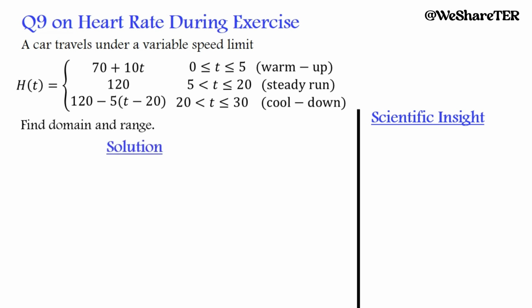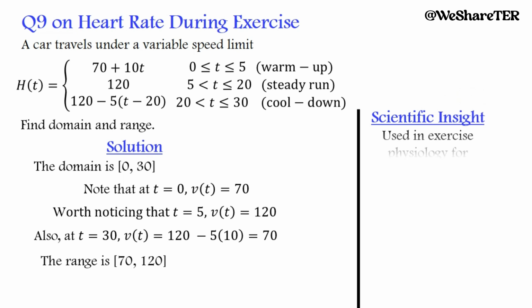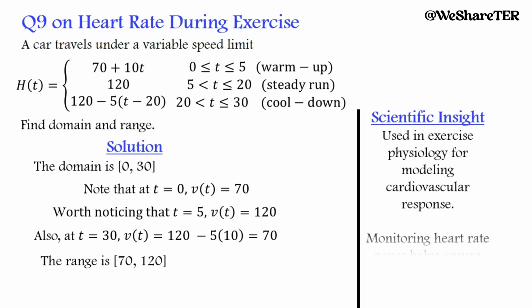Solution: domain [0, 30]. At t equals 0, H is 70. At t equals 5, H is 120. At t equals 30, H is 120 minus 50, which equals 70. Range: [70, 120]. Scientific insight: used in exercise physiology for modeling cardiovascular response. Monitoring heart rate zones helps ensure safe and effective training.